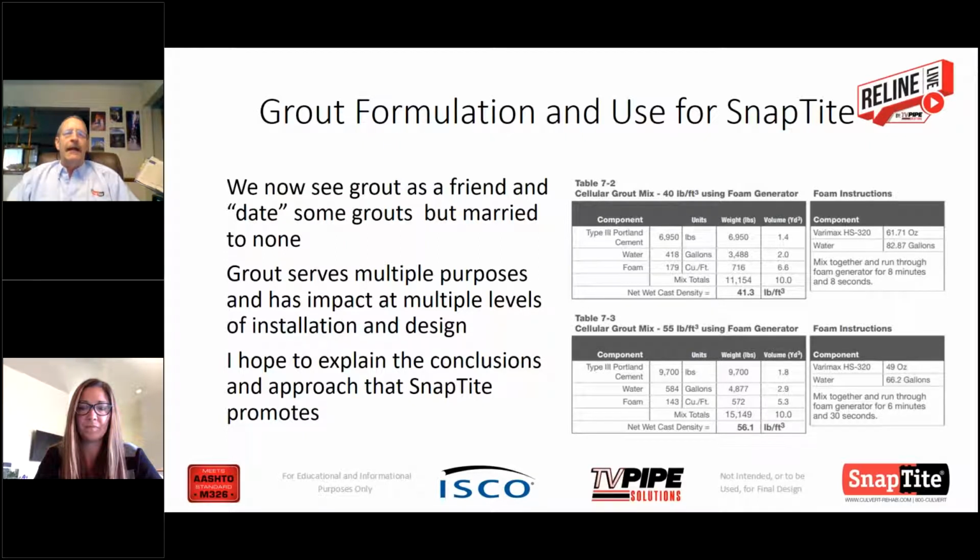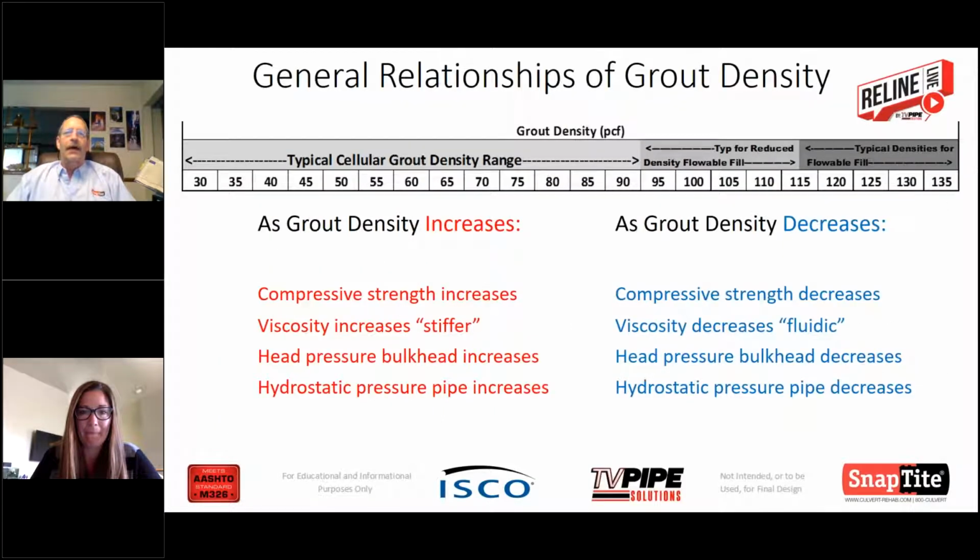Now, through better understanding, we really see grout as a friend, and we might even date some grouts, but we're really married to none. And we're not going to tell a contractor or an owner that they have to use one grout or another, but there are reasons why this grout might be the one that we want to take to the prom dance, and we'll look at those as we go through the rest of the slides here. But you'll notice here that we're using very low density grouts, and they do require a foam generator.